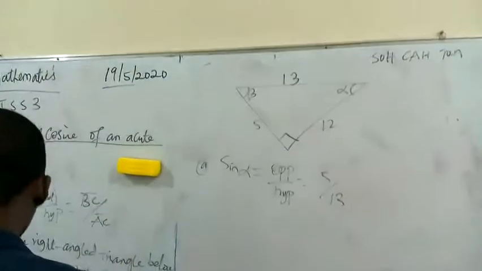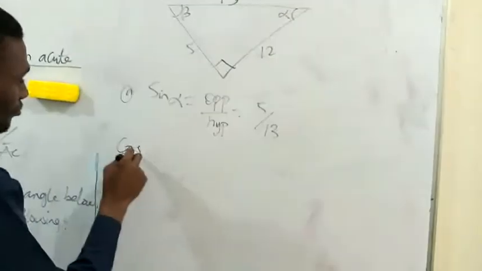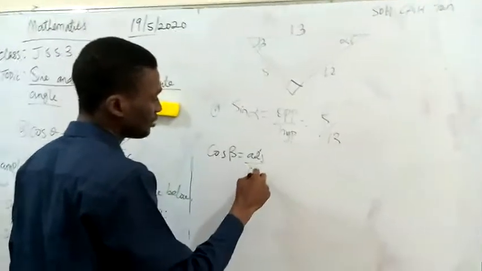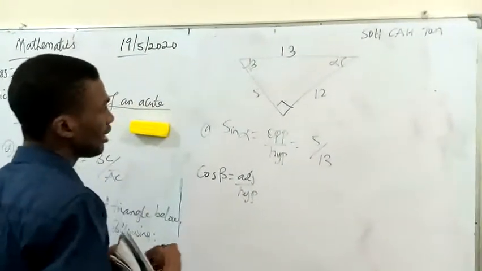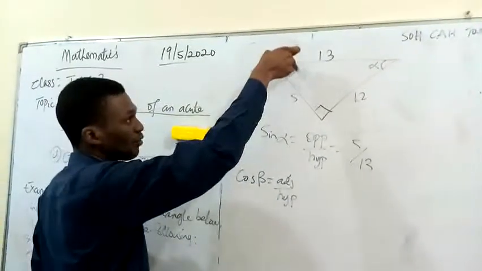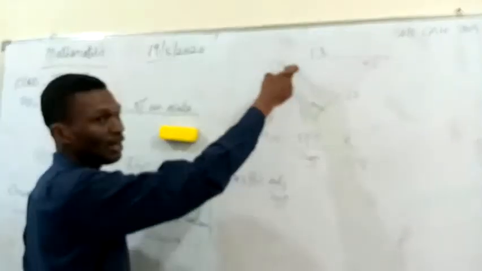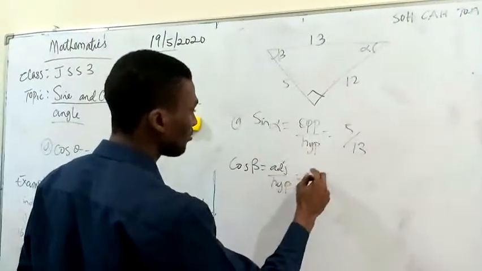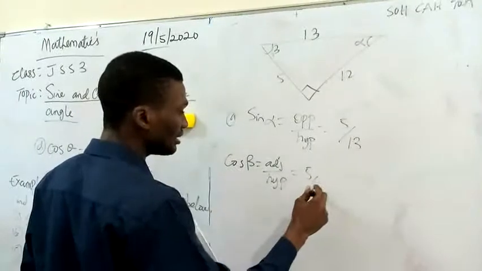Then the next one we have is cos beta, adjacent all over hypotenuse. And we have our beta this way. This side is opposite our beta, and of course the adjacent is going to be the same base with our angle beta, which is 5. So our adjacent is 5, and our hypotenuse remains 13.